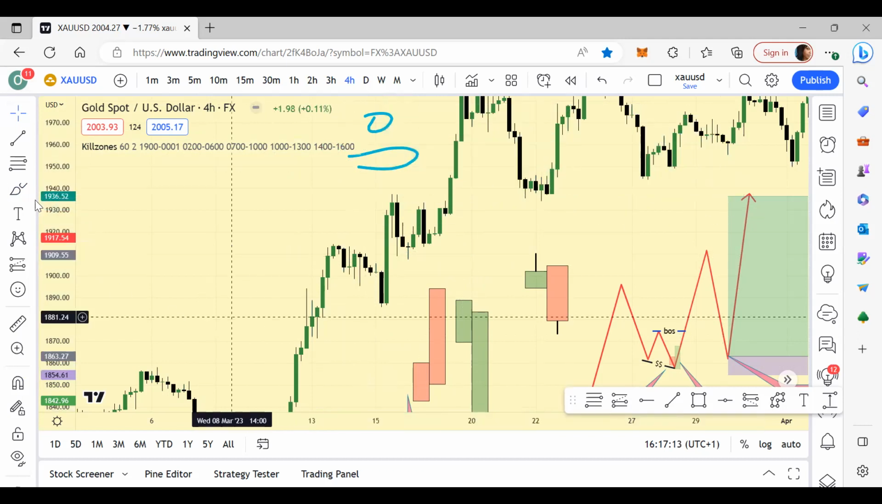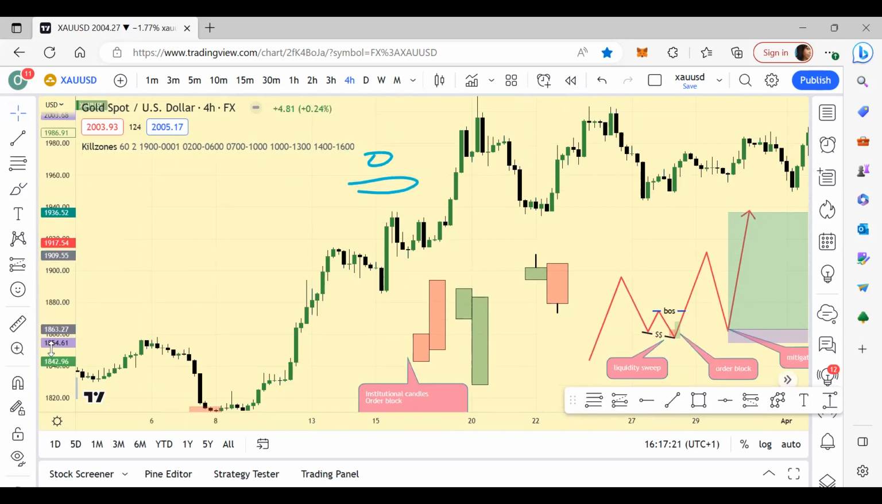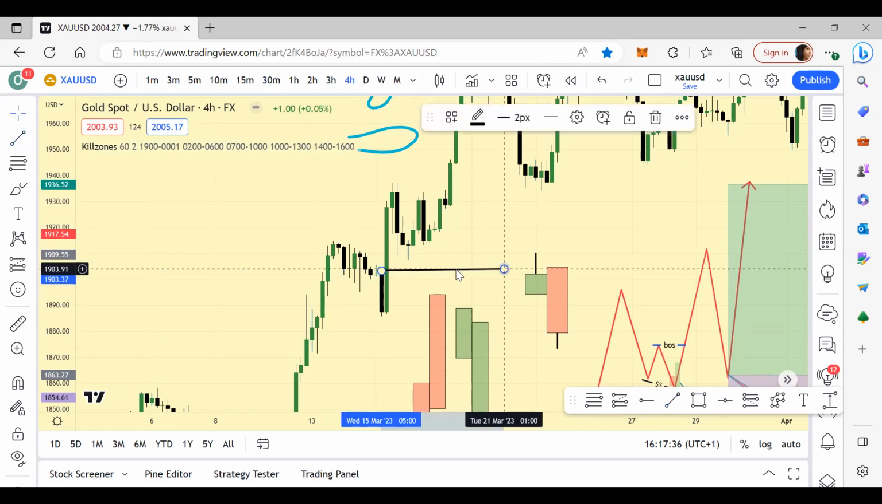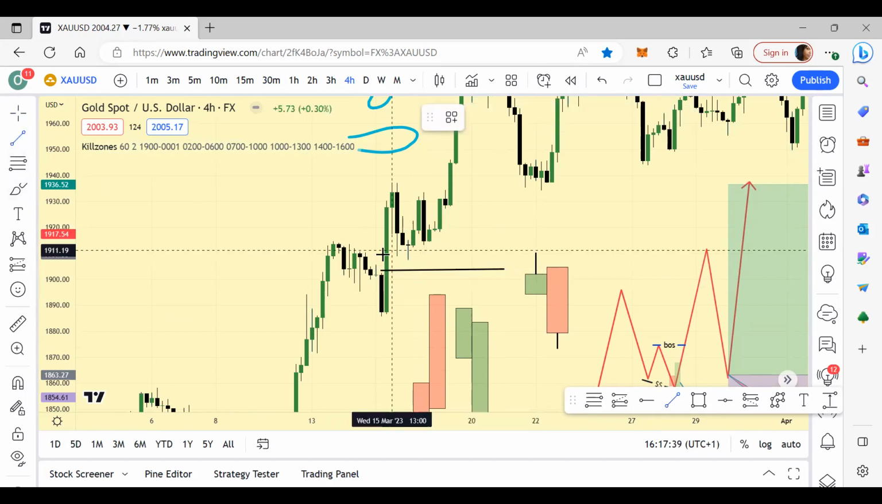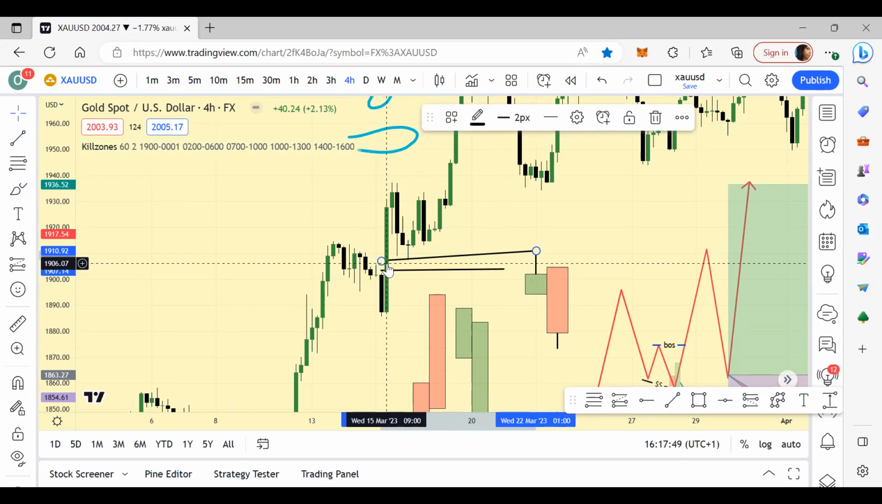Okay, so what is an imbalance, guys? Basically, to make it easy, it's where you have a gap in the market. When I talk about a gap in the market, if you look at this order block, for example, you will see that there is a gap between here and here. Can you see there's a gap? Basically, there's nothing next to it. Does that make sense?